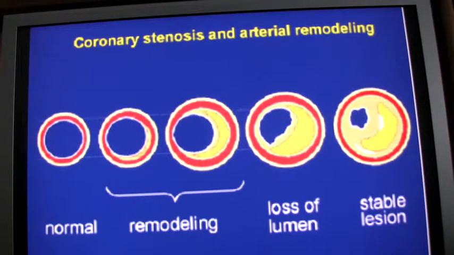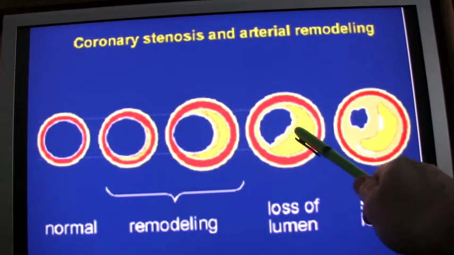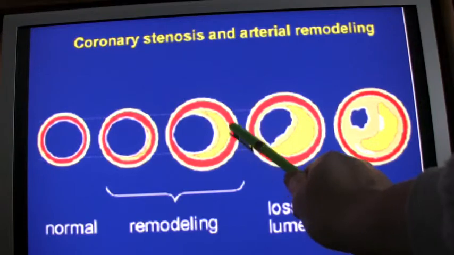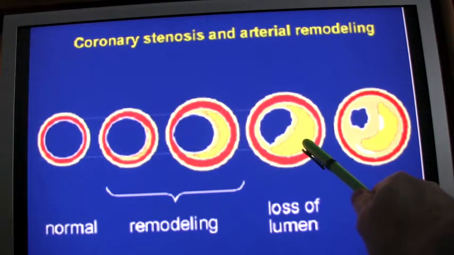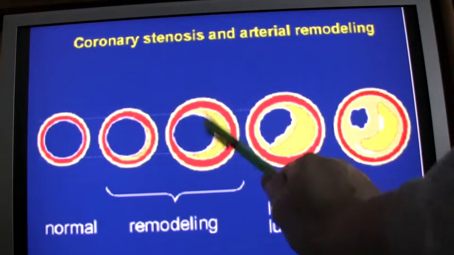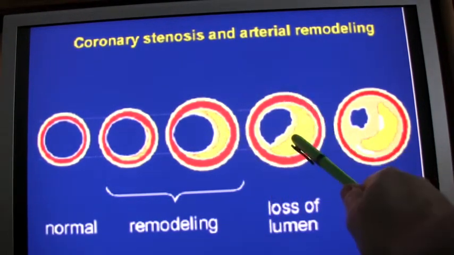100,000 people a year in the United States outside the hospital die of sudden death because this plaque and this plaque become inflamed and rupture and cause sudden death. And yet it's missed on the angiogram, and this is missed on the angiogram, but this is also missed on the nuclear stress test.